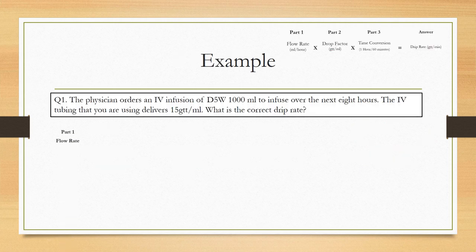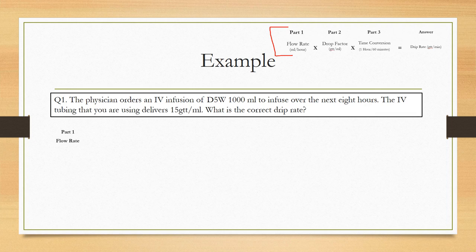So here's our first example. The physician orders an IV infusion of D5W 1000 milliliters to infuse over the next 8 hours. The IV tubing that you are using delivers 15 drips per milliliter. What is the correct drip rate?